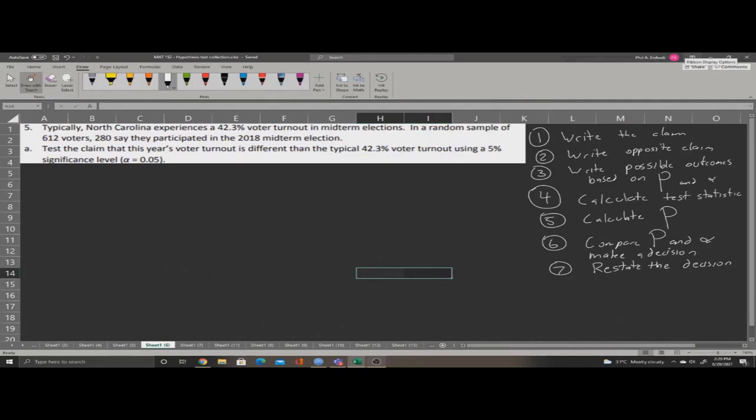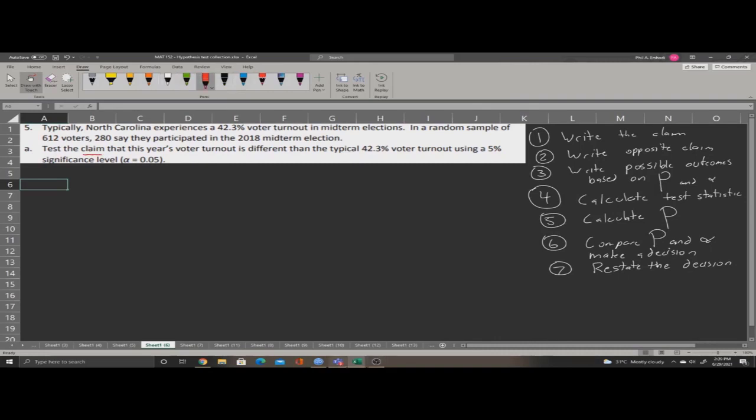Here we'll do another example of hypothesis testing using the same procedure we used last time. This question says, North Carolina experiences a 42.3% voter turnout in midterm elections. In a random sample of 612 voters, 280 say they participated in the 2018 midterm election. Test the claim that this year's voter turnout is different from the typical 42.3% voter turnout using a 5% significance level.